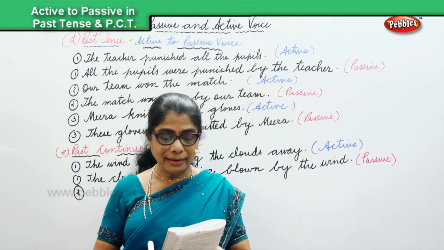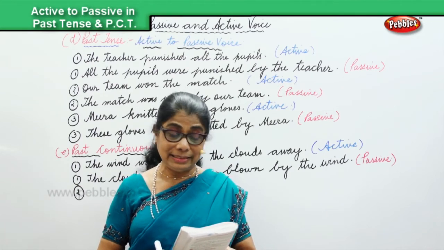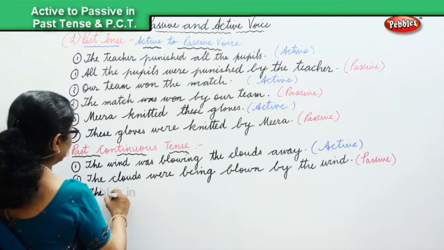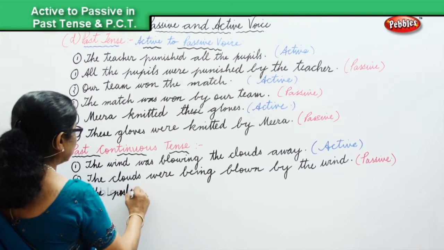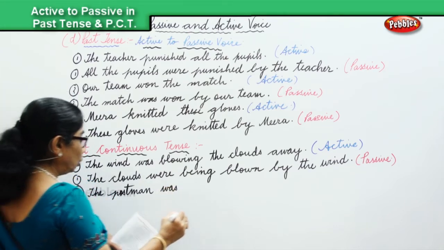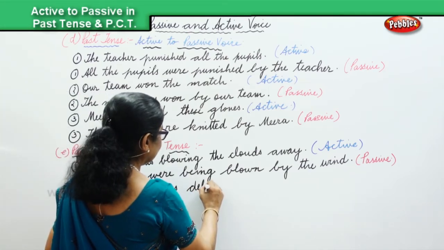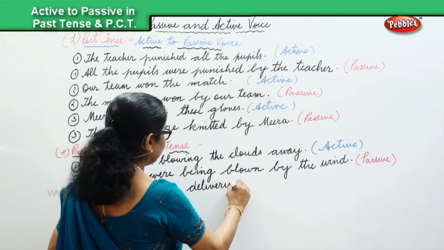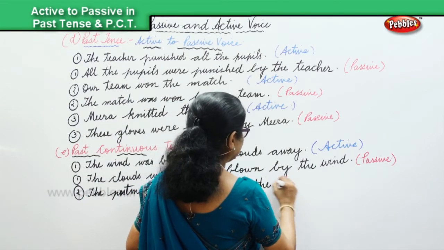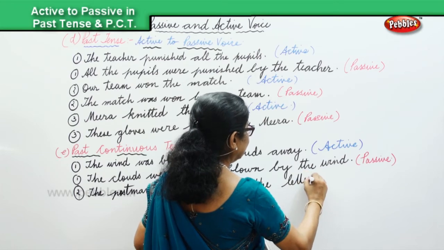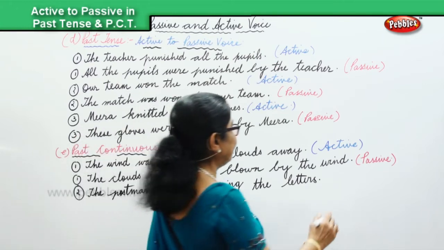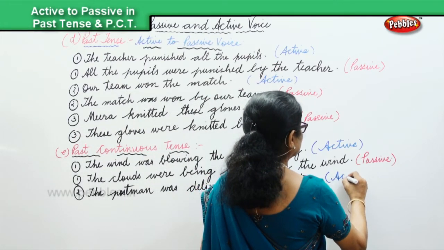The postman was delivering the letters. The postman was delivering the letters. That is the active, okay?